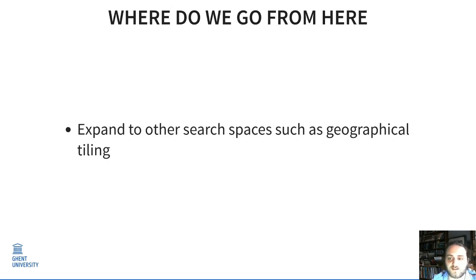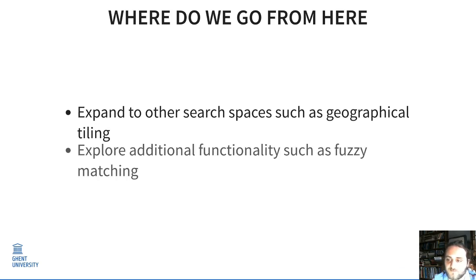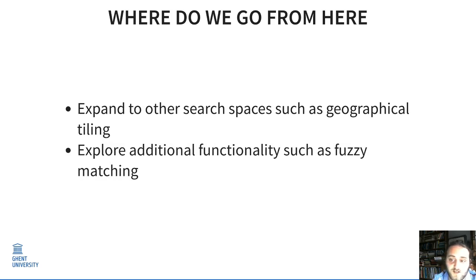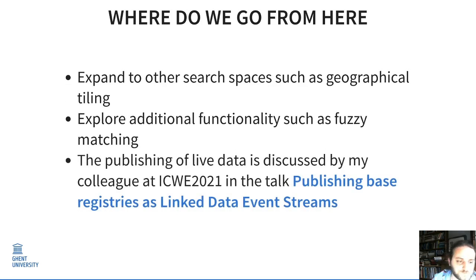Where do we go from here? We can expand to other areas, such as geographical data that we can index using R trees and explore with the same approach. If we can use our approach there, we can explore additional functionality for our approach, such as fuzzy string matching, and we also explore the publishing of live data using this approach, and this is done by my colleague, also at ICWE 2021, in the talk Publishing Base Registries as Linked Data Event Streams.